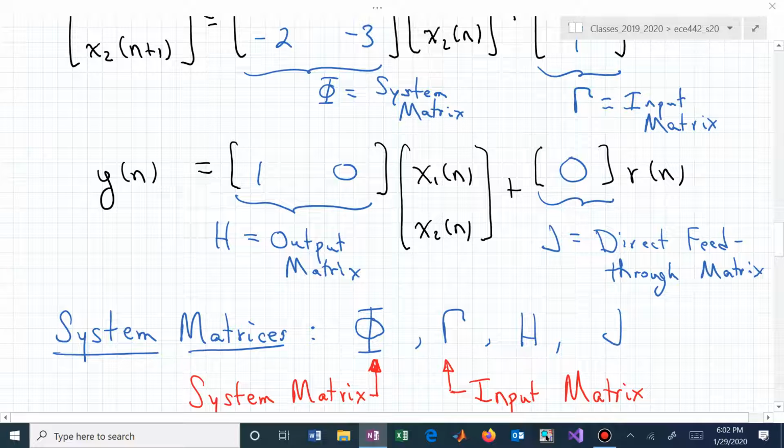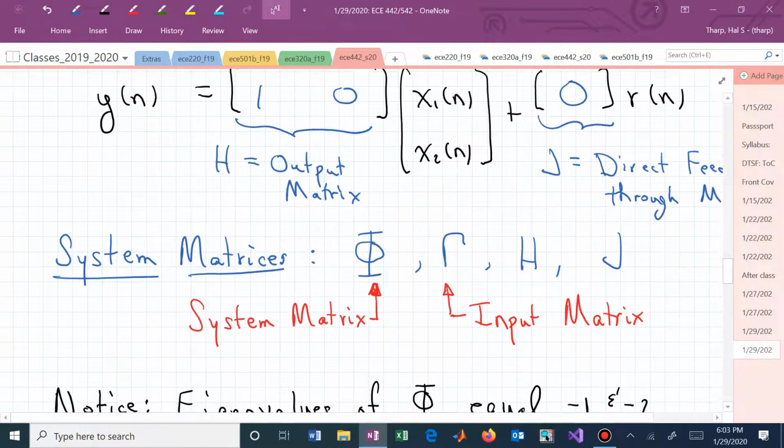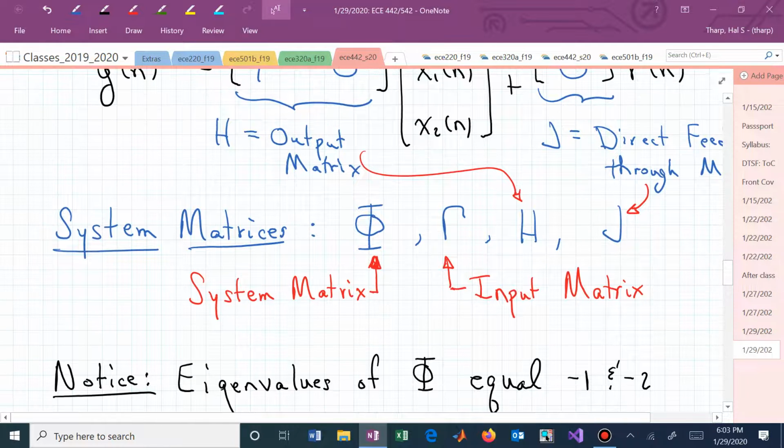How that system is interconnected with the environment will depend on gamma and H and J, and those then are your system matrices. How you inject information in and how you extract information out of this system depends on your input matrix, your output matrix, and the direct feed-through matrix. Here's your output matrix, here's your direct feed-through matrix, and those 4 taken together are your system matrices.